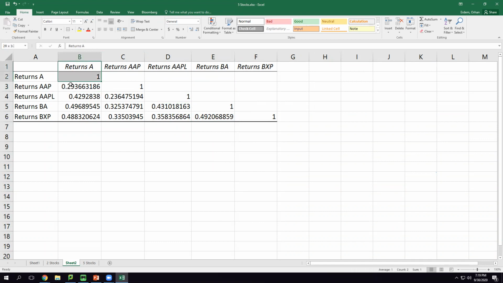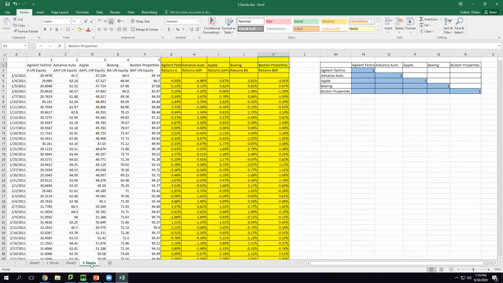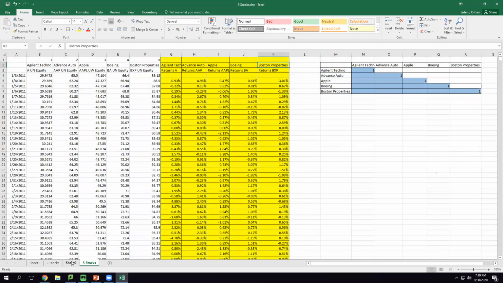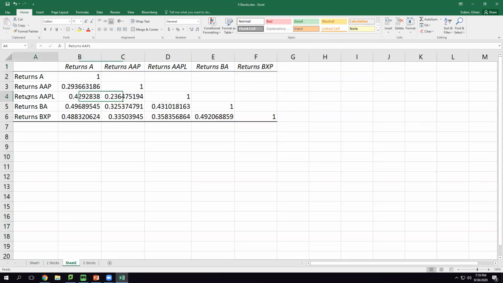This is Agilent Technologies versus Advance Auto. One of them is an auto company, and the other one is technology. They are less correlated. Oh, this is even less correlated. Look at this one: Apple versus Advance Auto. One of them is a technology company.